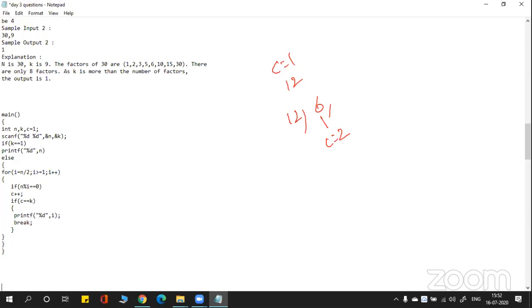So it will not print anything. Okay, but what should I do? If I don't have that many factors, I should print my output as 1. Then tell me what should I do? How can I include that condition?